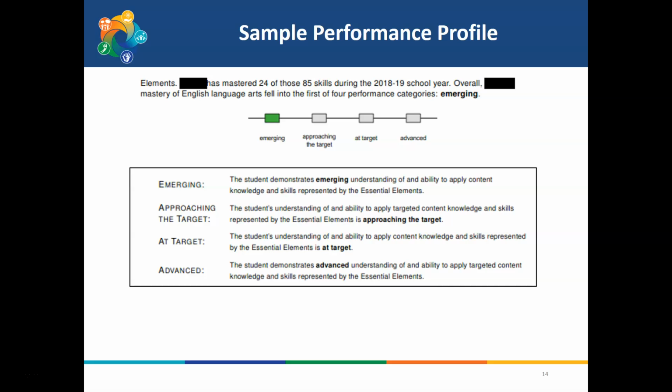In this example, the student mastered 24 skills and achieved at the emerging performance level. The performance level is named in the third sentence of the overall results section and is shown by the green shaded boxes.